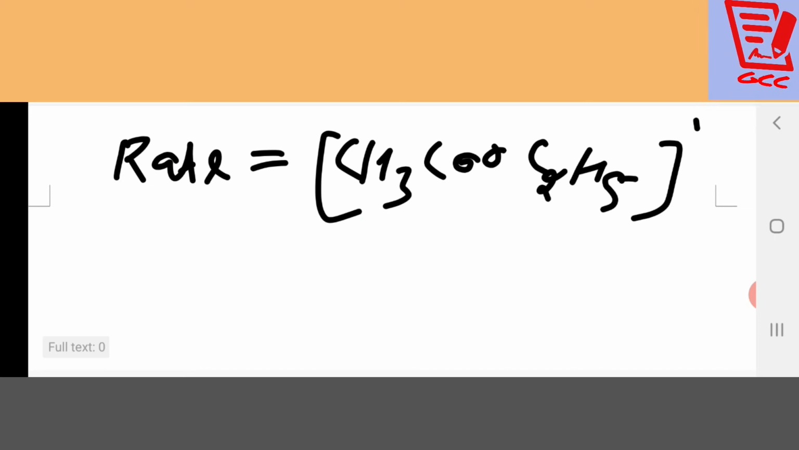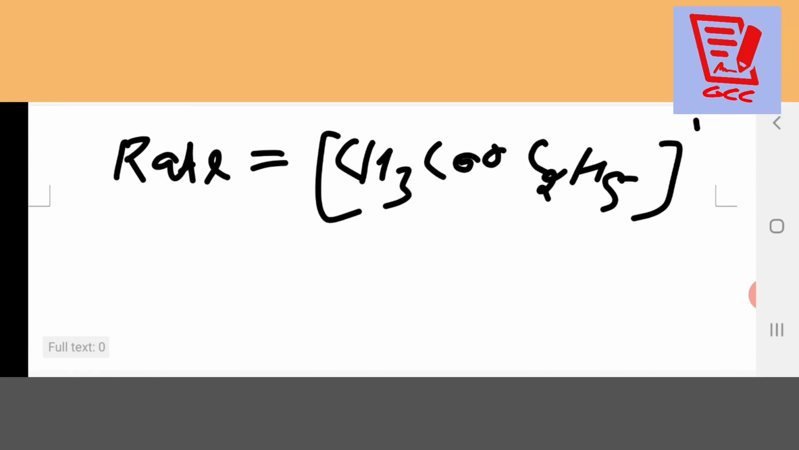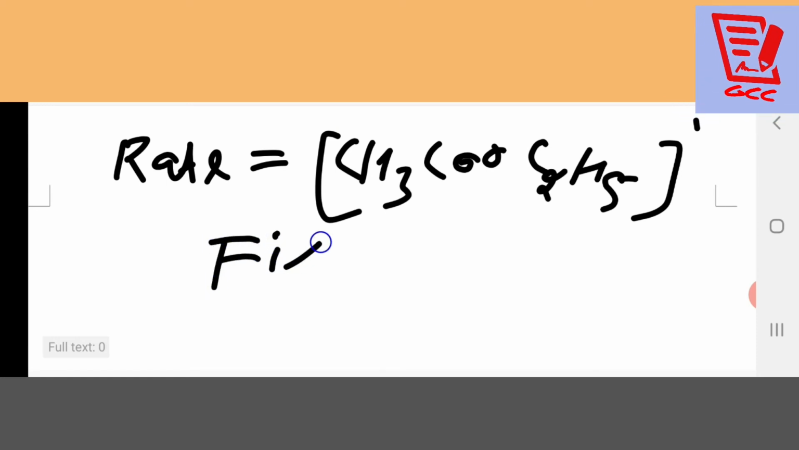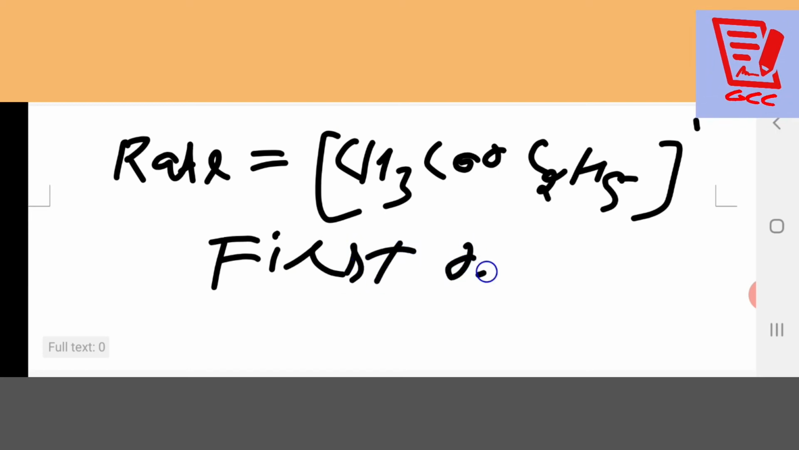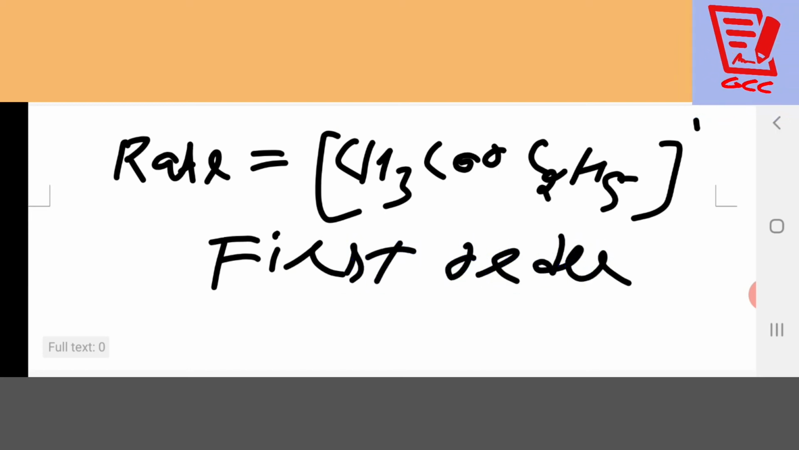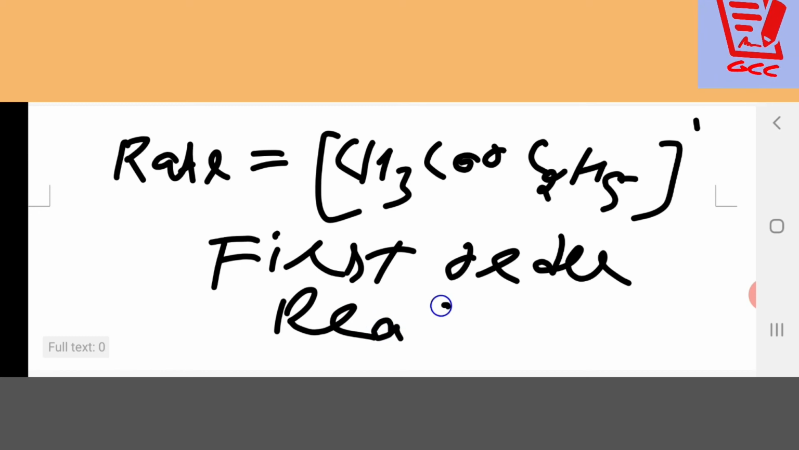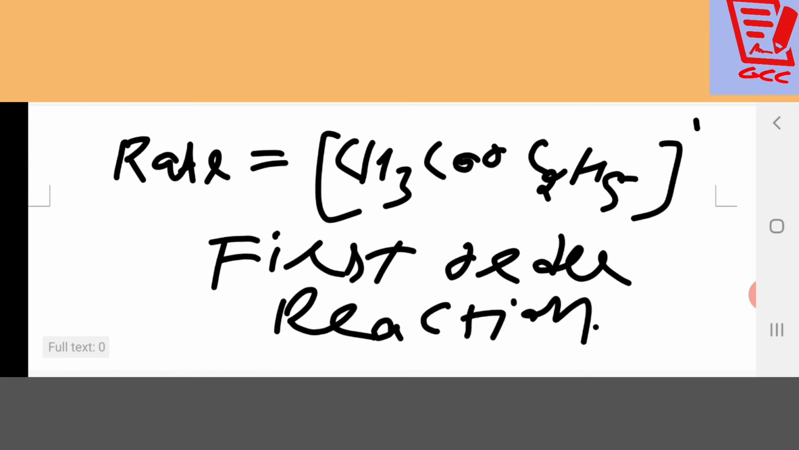Because of the reason that the water is present in excess, in this one only. Clear? There is only one reactant which the rate of reaction depends upon. That is why it is a first order reaction. I think now you understood. The reaction was looking like second order, but actually it is first order.